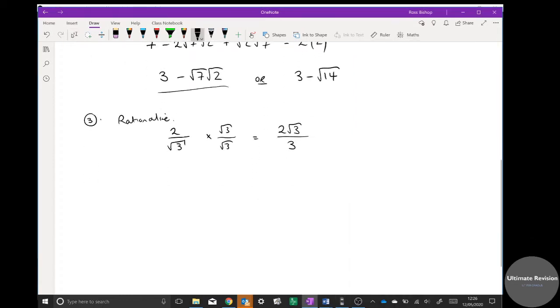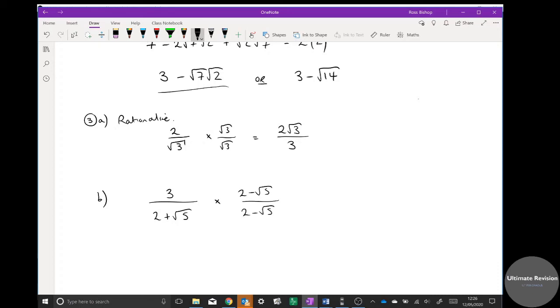Okay, final one, because it's part A of rationalising. Part B, slightly harder rationalising case: 3 over 2 plus root 5. Well, again, we're trying to get rid of that root 5. You might want to have a think about what you need to multiply by. But the only thing you can multiply by to get rid of it is 2 minus root 5 over 2 minus root 5.